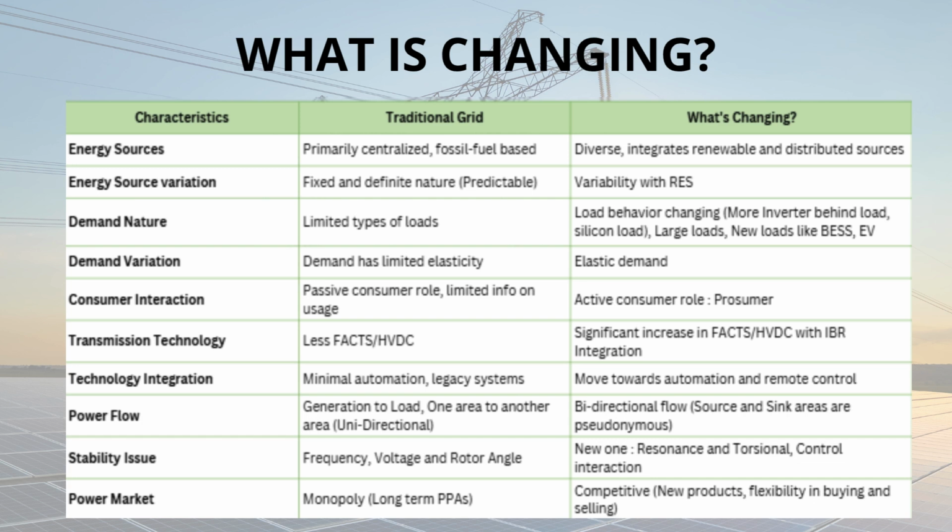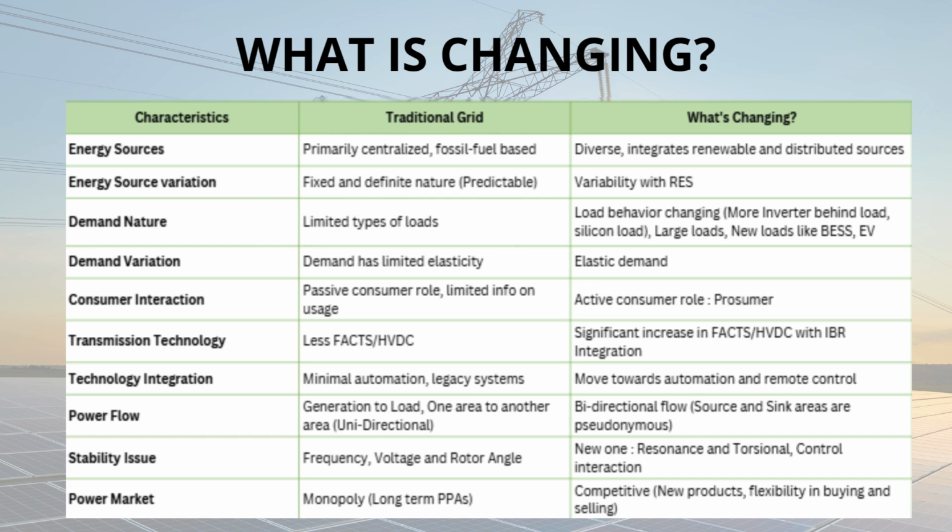It is. Distribution lines weren't designed for two-way flow. It creates huge challenges for things like voltage control and protection systems. Yeah. You need a whole new way of thinking about managing and protecting the grid. And that brings us to stability issues. Traditional ones versus new ones like resonance and control interaction.